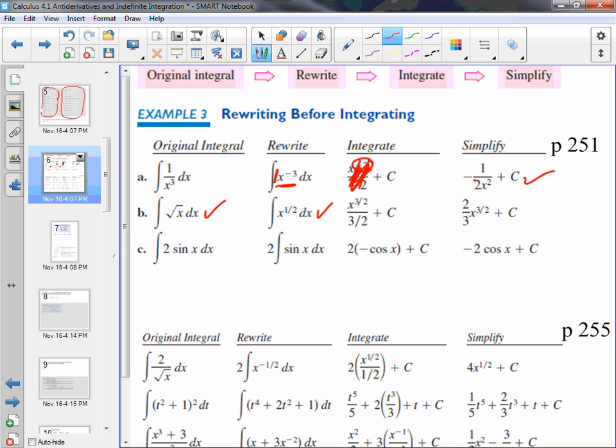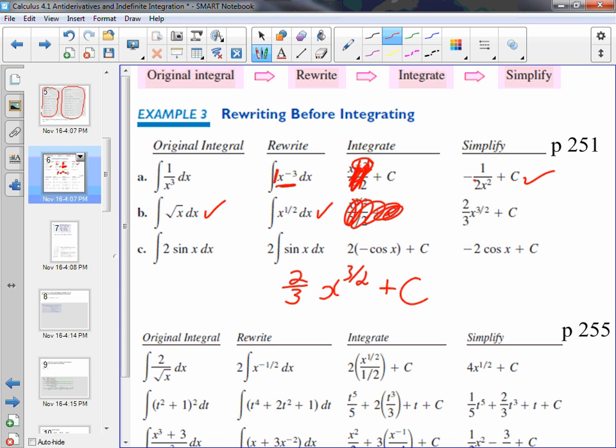Use your power rule. Add 1 to the exponent. Divide your coefficient by the new exponent. So add 1 to the exponent, right? 1/2 plus 1 is 3/2. Now divide your coefficient by the new exponent. Now dividing by 3/2 is awkward. How do you really divide by fractions? Multiply by the reciprocal. So dividing by 3/2 is multiplying by 2/3 plus C. See how it works?